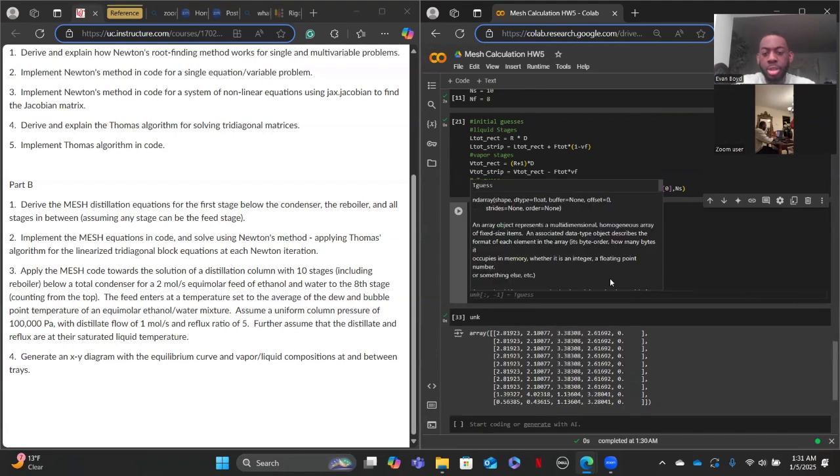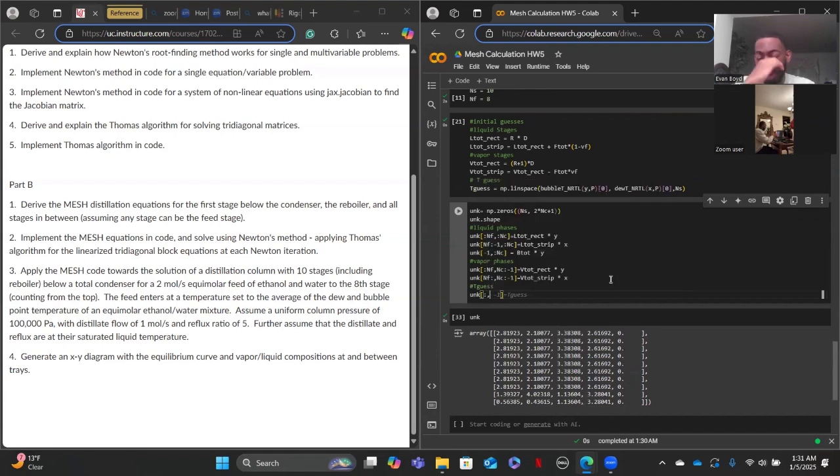Okay, this should work now. We want to capture all the rows, so we can just use a colon to capture everything for all the rows, all the stages, and then we would just do -1 to capture the last column that we have. And this is just equal to our T gas.